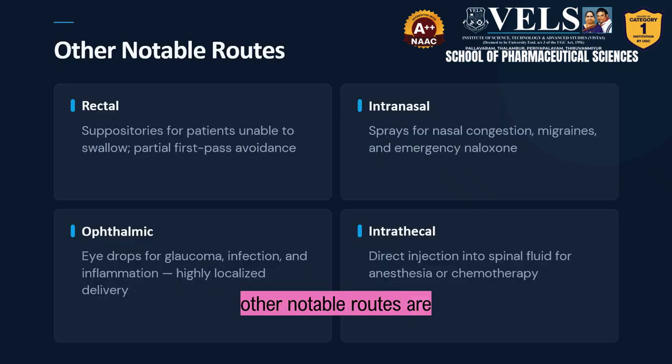The other notable routes are the rectal route. In the rectal route, the drugs are given as suppositories or enemas, useful for patients who cannot swallow. It can partly avoid first pass metabolism in the liver.